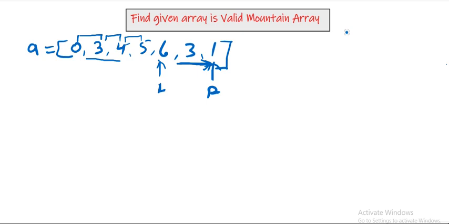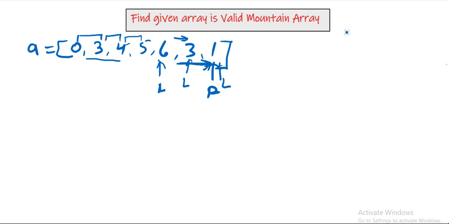Now my array should be decreasing. So I will check whether it's going in the decreasing direction or not. Is the element at L plus 1 less than the current element, meaning the current element is greater than the next? Here the condition holds, so L becomes over here. Here 3 is also greater than 1, so my L becomes over here.